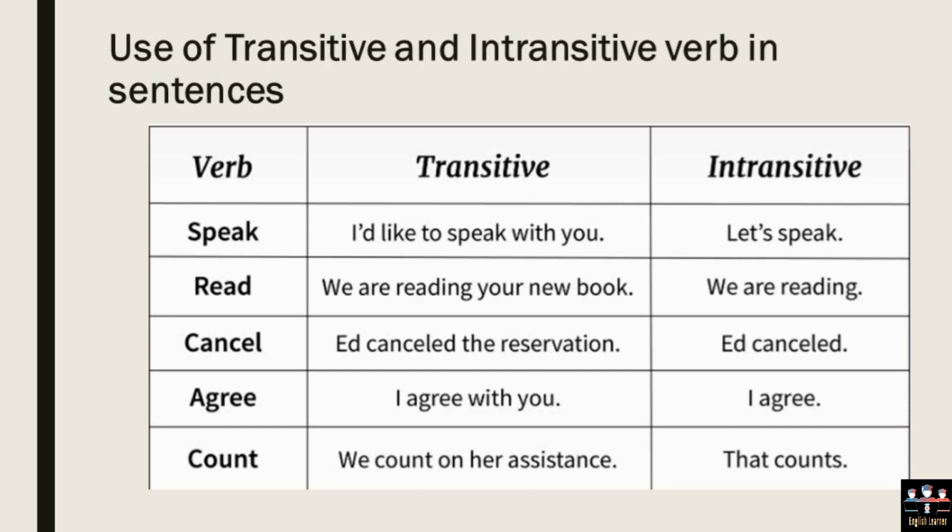Verb number 4, agree. Agree as a transitive verb will act as in "I agree with you." In this example, agree is passing over its meaning, which is "you." It is actually a pronoun in the sentence, so it is acting here in the place of the object. So agree in this example is a transitive verb.